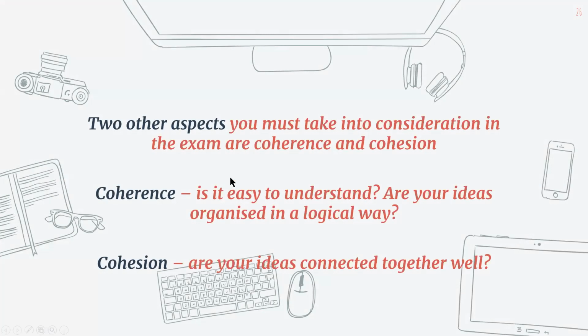Two other aspects you must take into consideration in the exam are coherence and cohesion. Coherence is about, is it easy to understand your report? Are your ideas organized in a logical way? And cohesion is more about, are your ideas connected together well, using, of course, cohesive devices, which are words and expressions actually, to connect even parts of our sentence and between sentences and even between paragraphs. It's how we can connect our ideas. Okay.